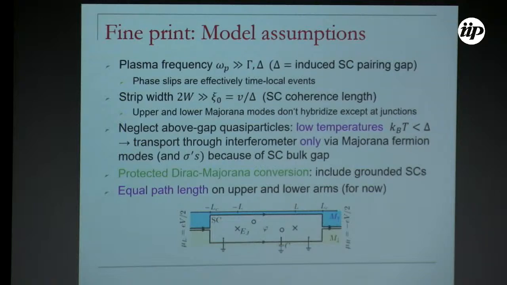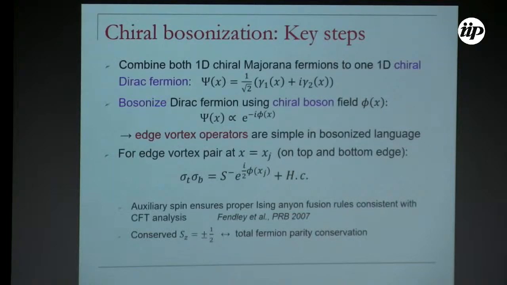So in our analysis, that's a technical point. We assume that there's an equal path length on the upper and the lower branch. I can comment on deviations of this assumption later, but let's assume that for now, this assumption allows us to use the technique of chiral bosonization, which is very convenient here. So the idea is you first combine the two one-dimensional chiral Majorana fermions to one chiral Dirac fermion. So psi of x is a right-moving Dirac fermion with gamma 1 or gamma on the top and gamma on the bottom as real and imaginary parts.